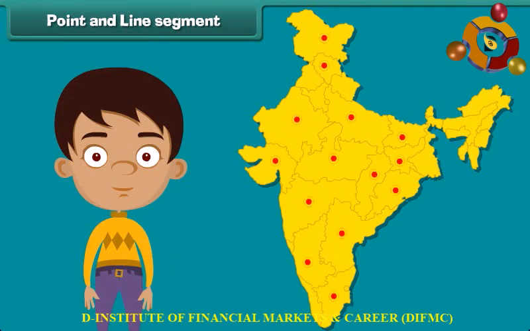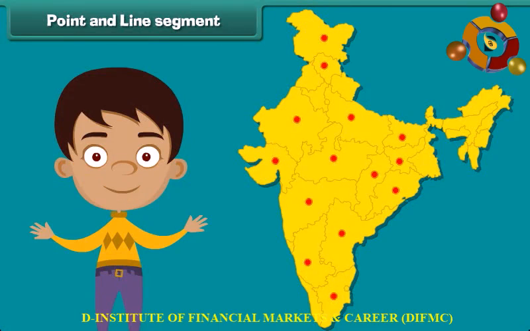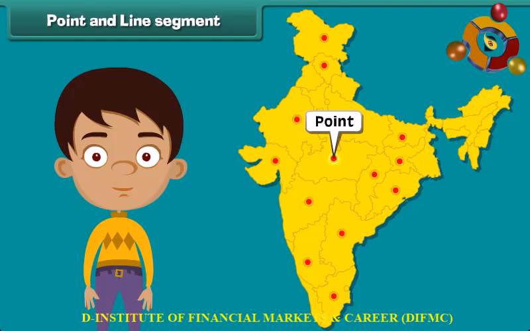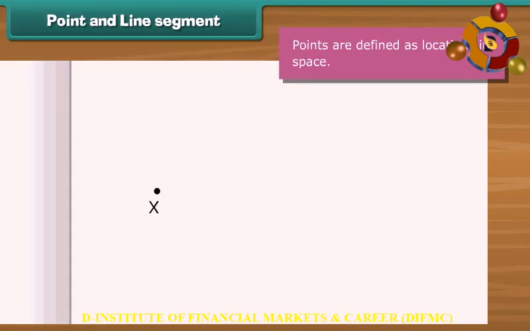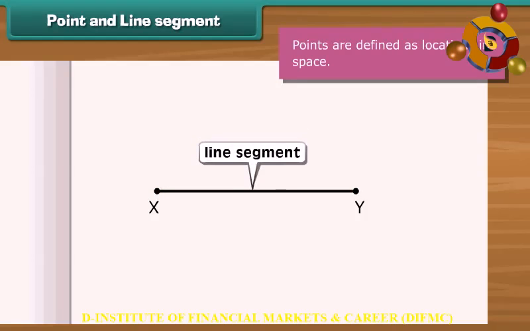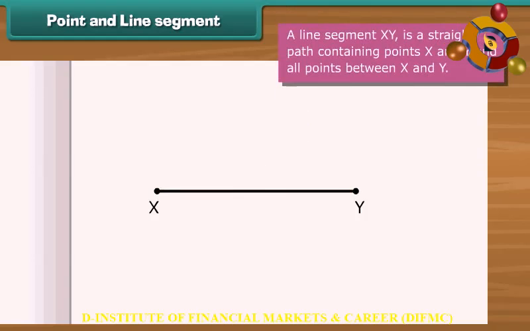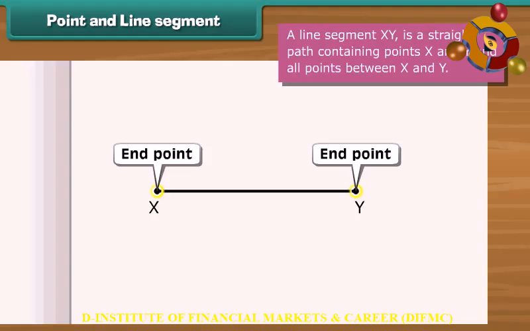Look at this Indian map. We see that the cities are represented by dots. These are called points. In geometry, points are defined as locations in space. They tell about the position of objects. What if the 2 points are connected? We will get a line segment. A line segment XY is a straight path containing points X and Y and all points between X and Y. The points X and Y are endpoints.